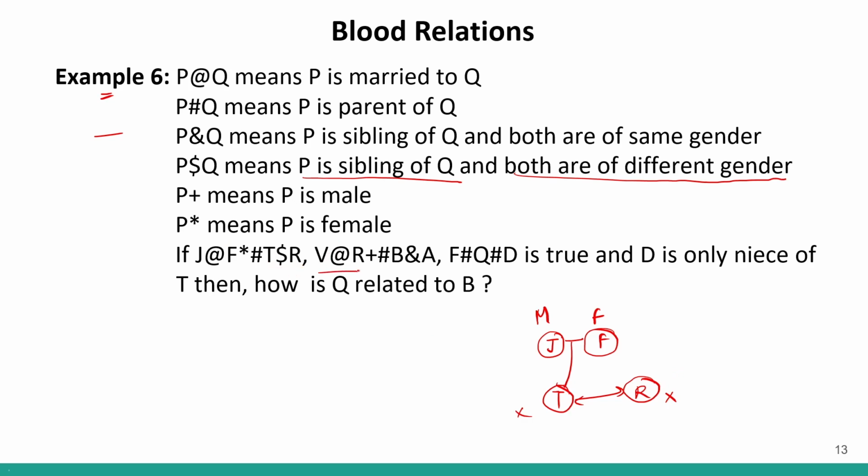V at the rate R means V is married to R. Correct? V is married to R. So R has a spouse V. But the gender of R and V are unknown. Okay.